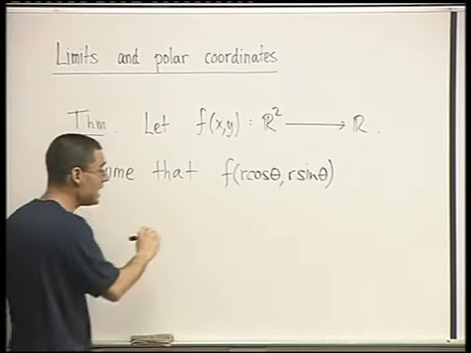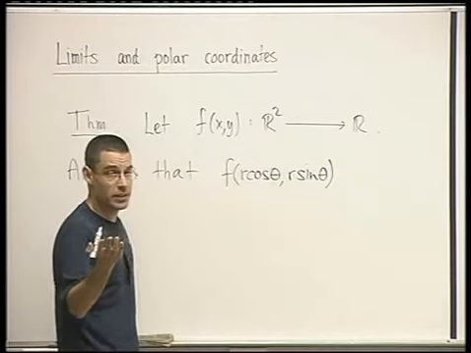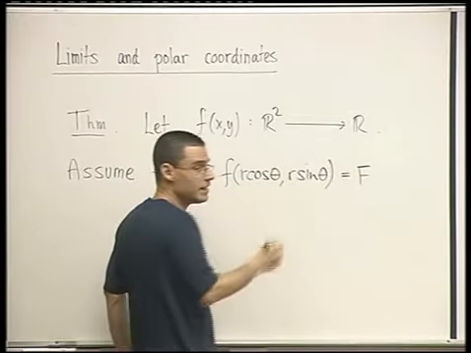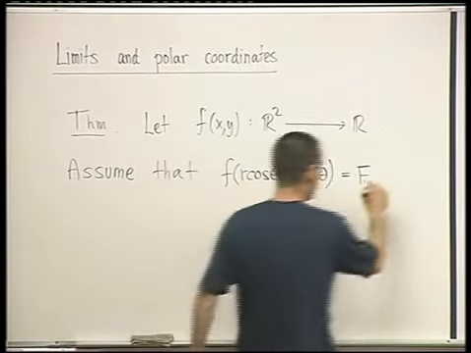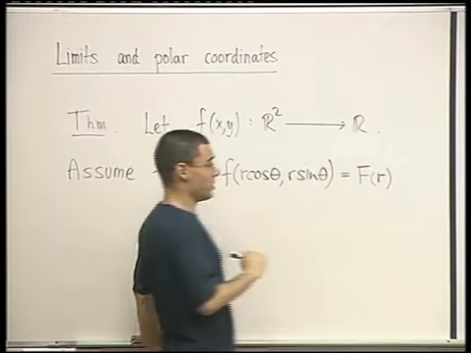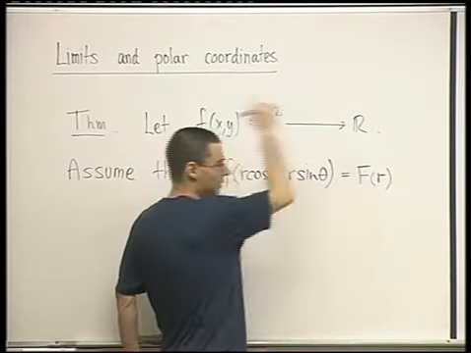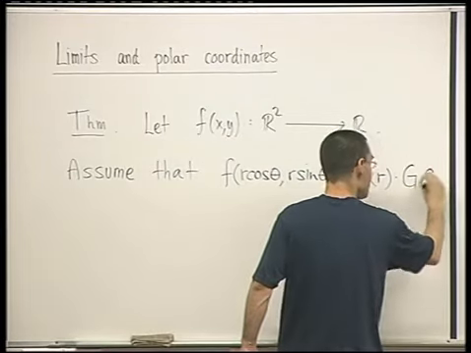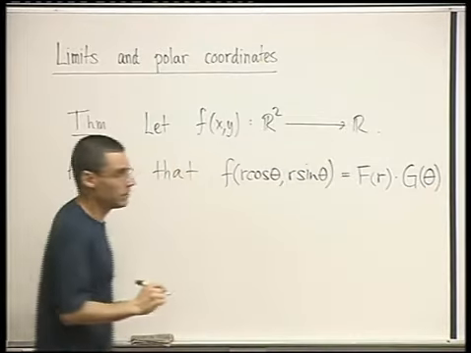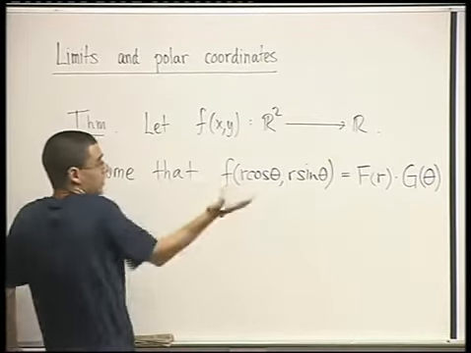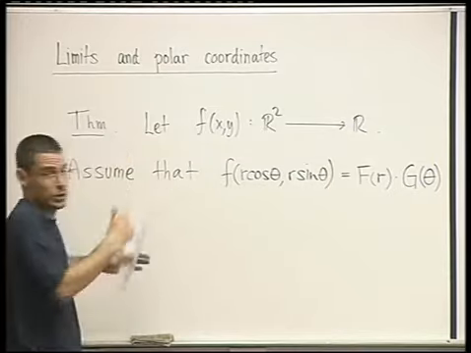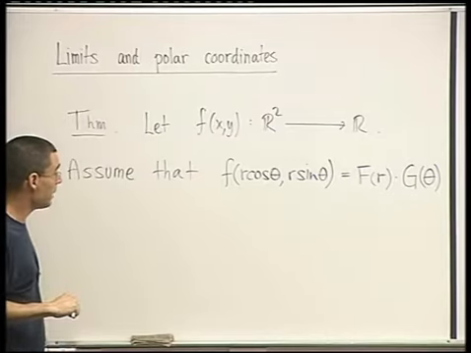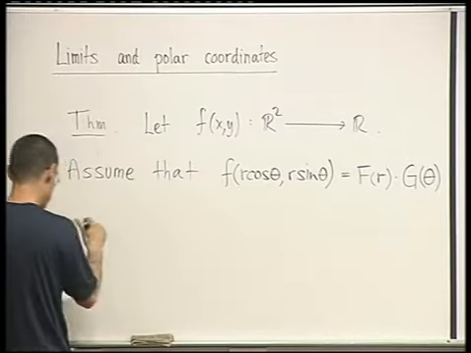I get an expression in r's and thetas, but I'm assuming, this is an assumption, that it somehow breaks nicely into a product of one expression which has only r's in it, which I'm going to call capital F of r, times another expression which has only thetas in it. And we're going to see an example in a second. So this is an assumption. It doesn't always happen. It's a very particular case when it does happen. But when it does happen, then this theorem applies. So assume that this holds.